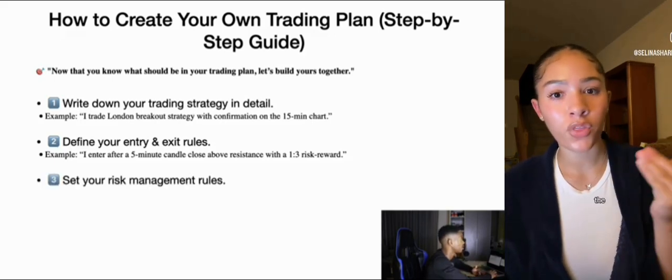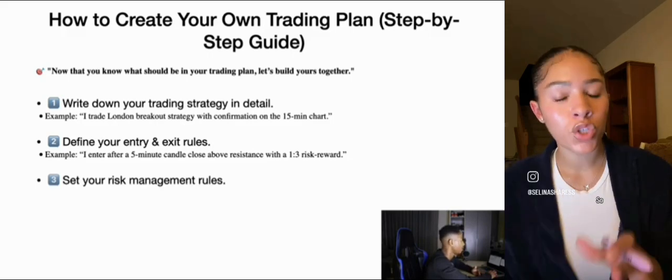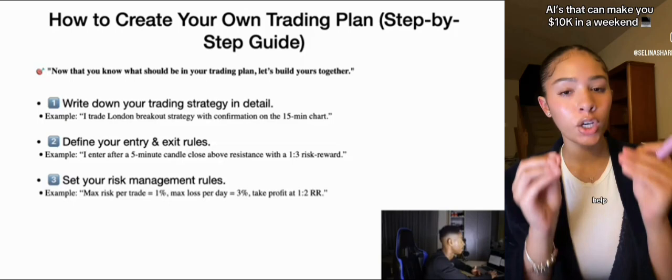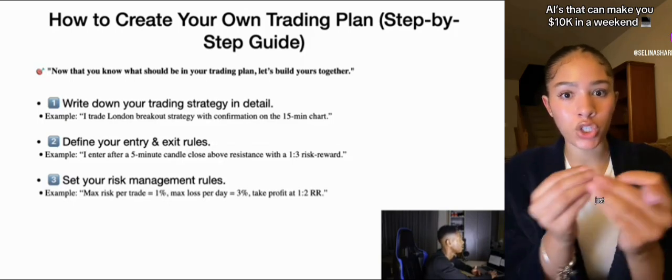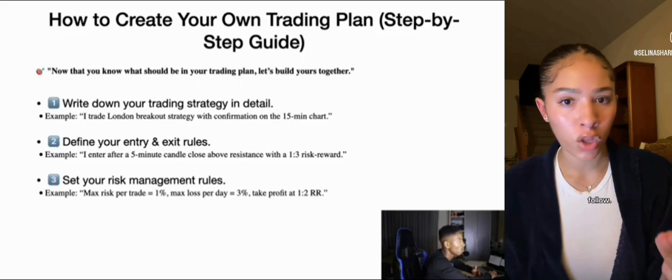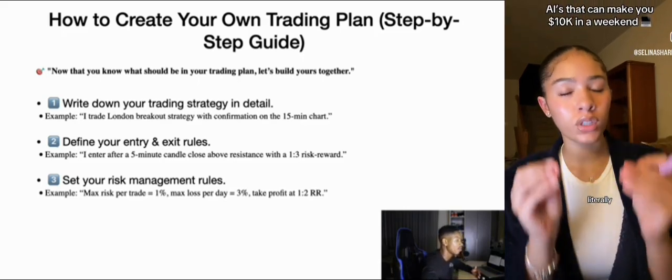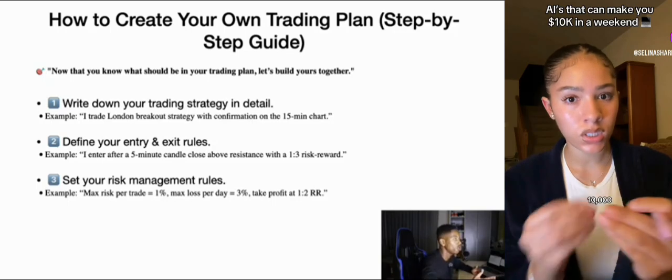The third thing is you need to set your risk management rule. Guys, this is very important. For example, max risk per trade is 1%, max loss per day is 3%, take profit is at 1:2 risk to reward, meaning that if you are able to risk 1%, for every profit that you're going to be gaining is going to be 2%.